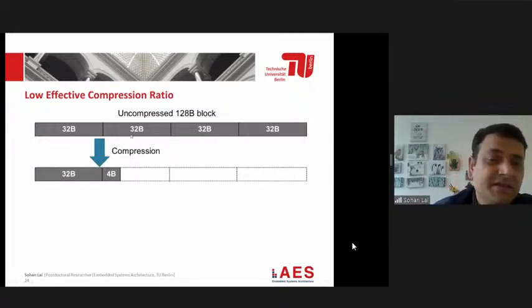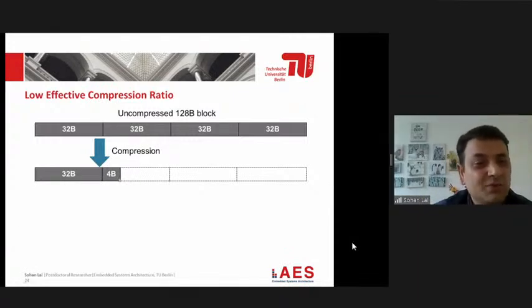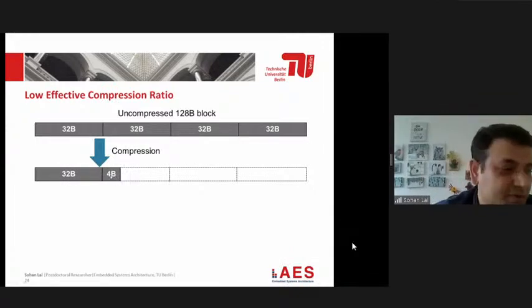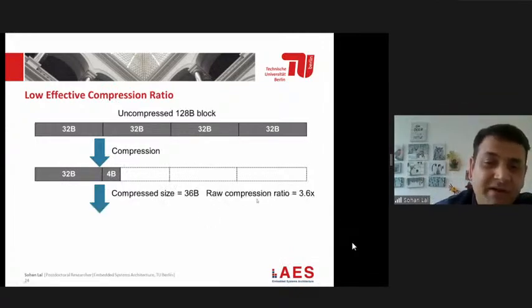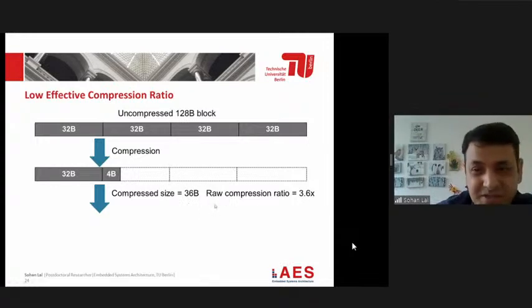When we do compression, the 128 byte block can be compressed to any size, right? This is possible. For example, let's assume it's compressed to 36 byte, then we have a raw compression ratio of 3.6x, which is calculated by 128 divided by 36 byte. Very simple calculation. So very impressive compression ratio.